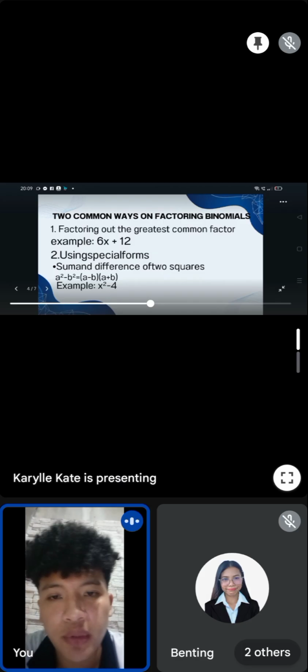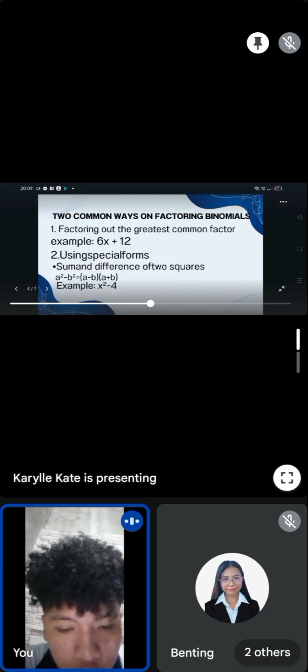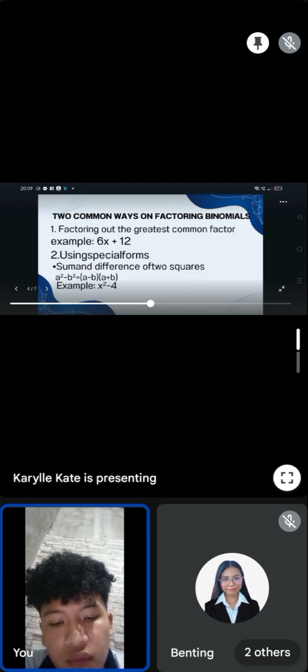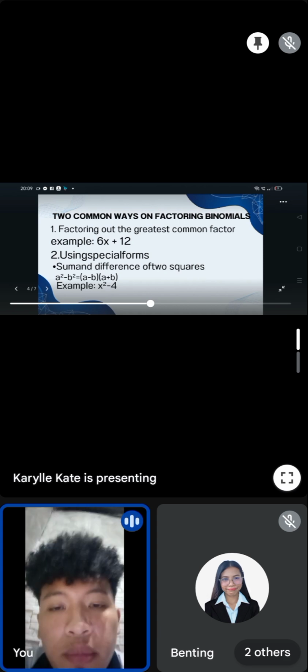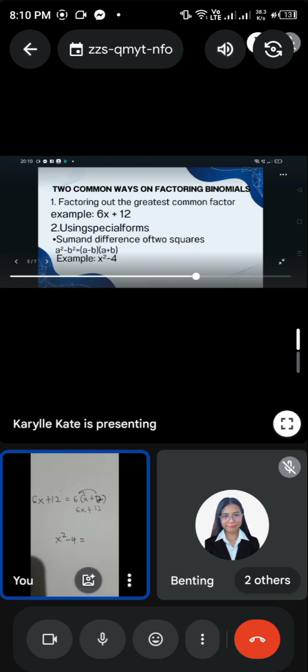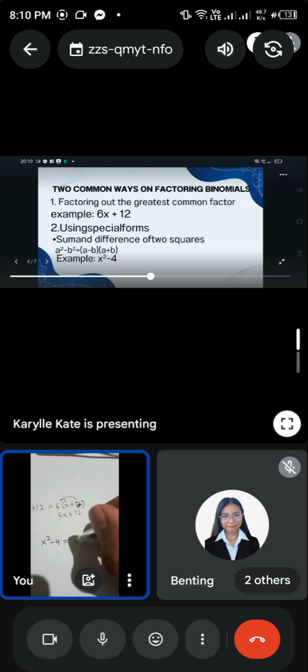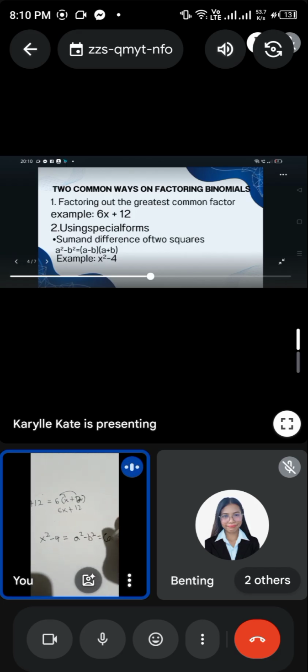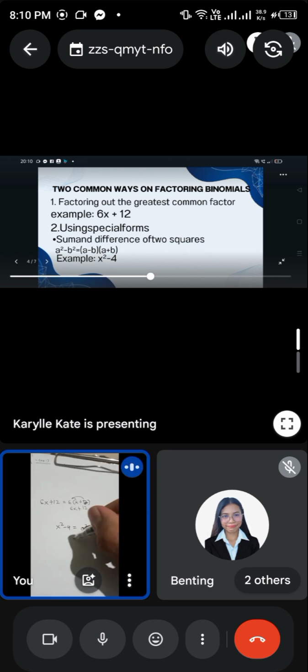We have here an example: x squared minus 4. To factor this, we will be applying the formula. This is how you will do it. So x squared minus 4. We have here the formula: a squared minus b squared is equal to a minus b and a plus b. This is the formula in solving the sum and difference of two squares. Our first term is x squared.